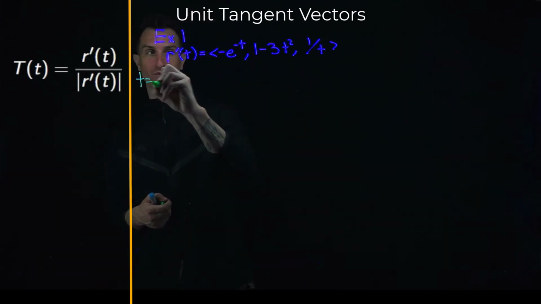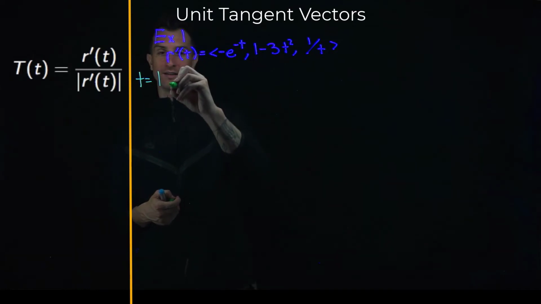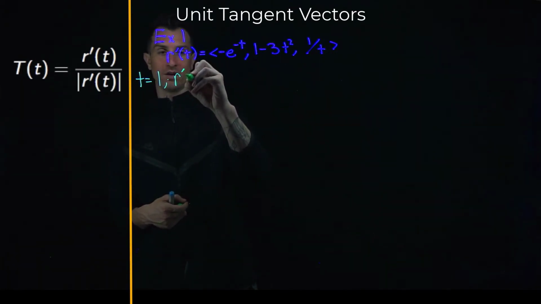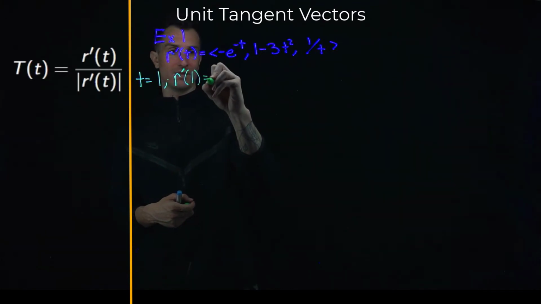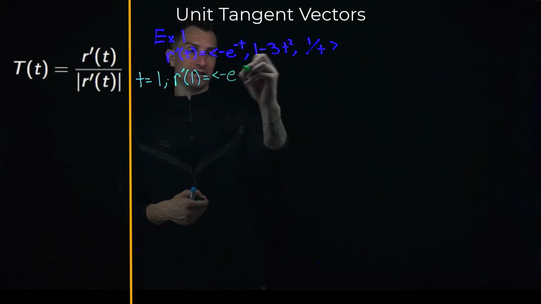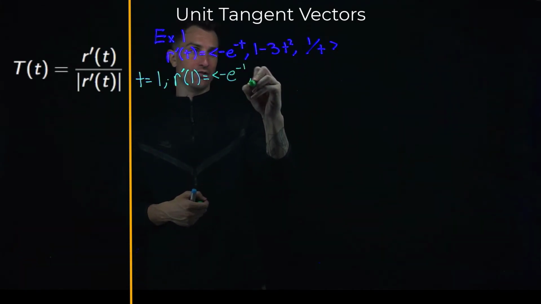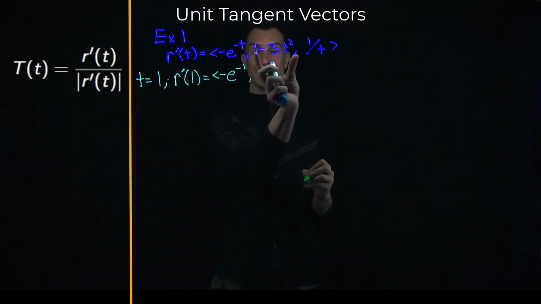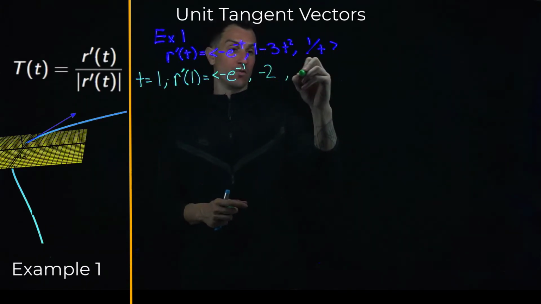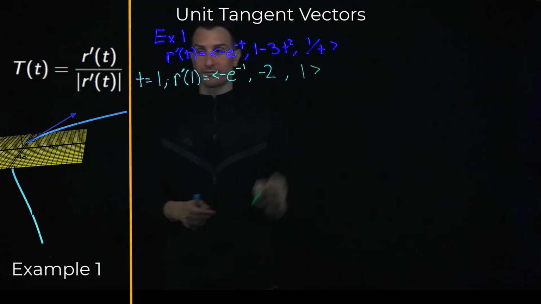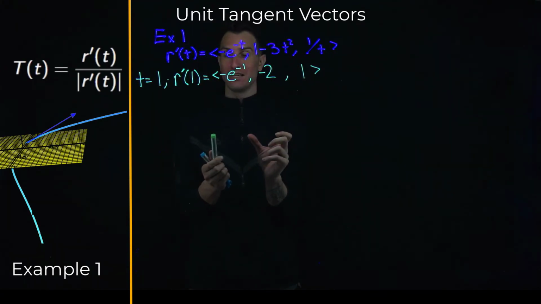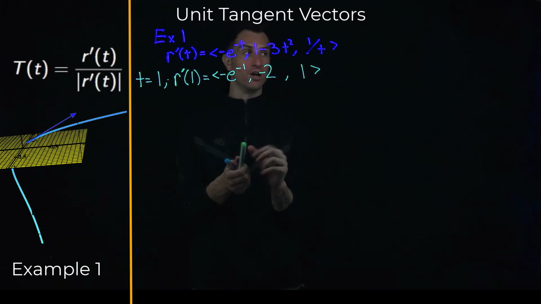t is equal to 1. So we have r prime of 1 is going to be equal to negative e to the negative 1, we do need to include that. We have 1 minus 3, negative 2, and we have 1 over 1. Okay, so this gets us our tangent vector. Now we need to turn this into a unit vector. Well, how do we do this?